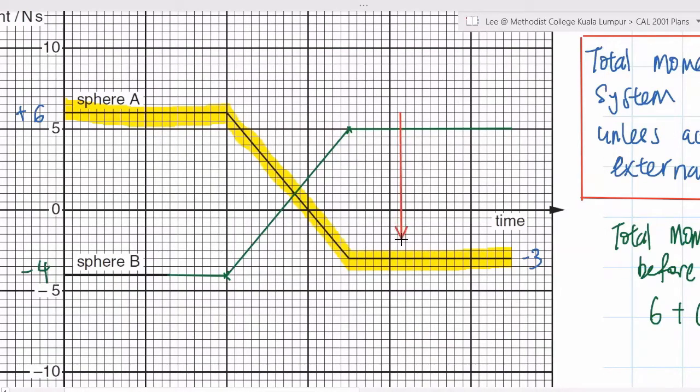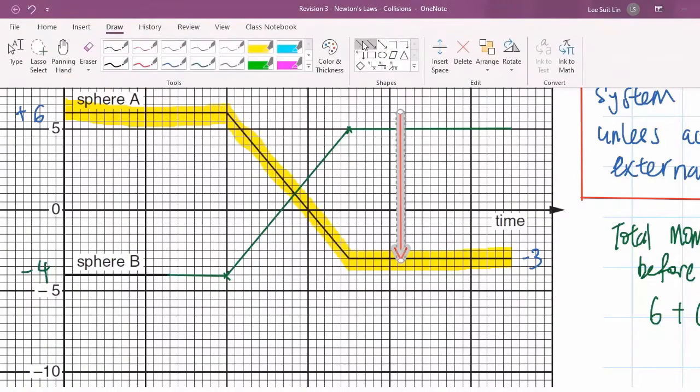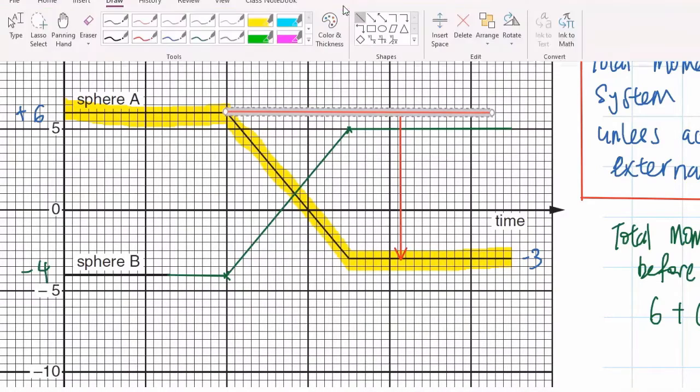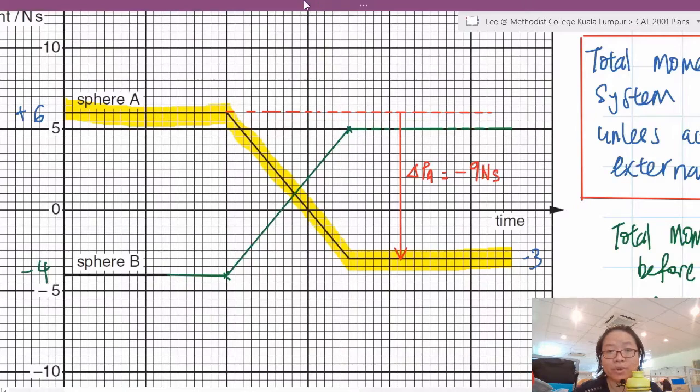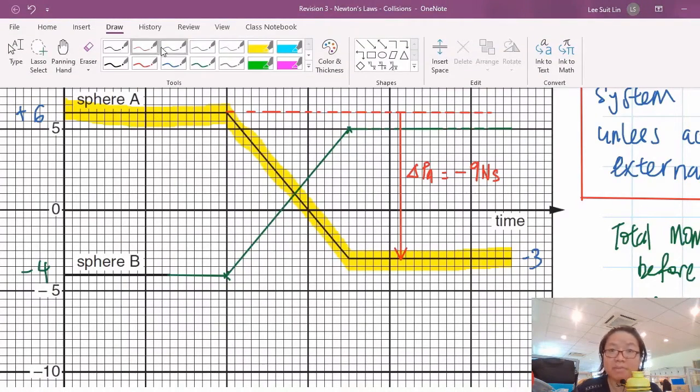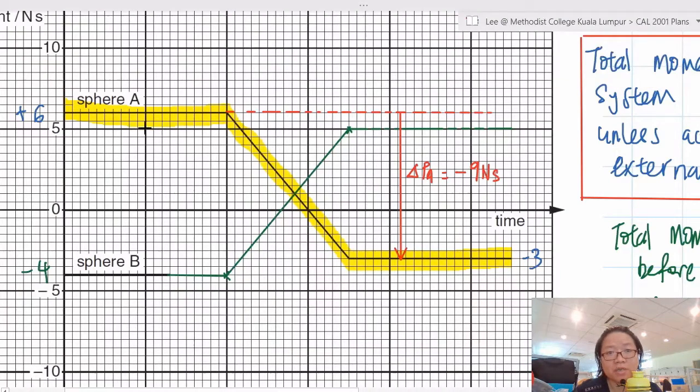Now I'm just going to explain a bit of an extension here for you. You will notice that sphere A has decreased by a certain amount. Sphere A has dropped from positive 6 to negative 3. This means that the momentum of sphere A decreases by 9, so delta PA is negative 9. What about the momentum of sphere B? Sphere B would obviously have an increase. The increase is positive 9, negative 4 to 5. So A decreased by 9, B increased by 9. If you take A and B together as a system, no change. So that's why the total momentum stays the same.